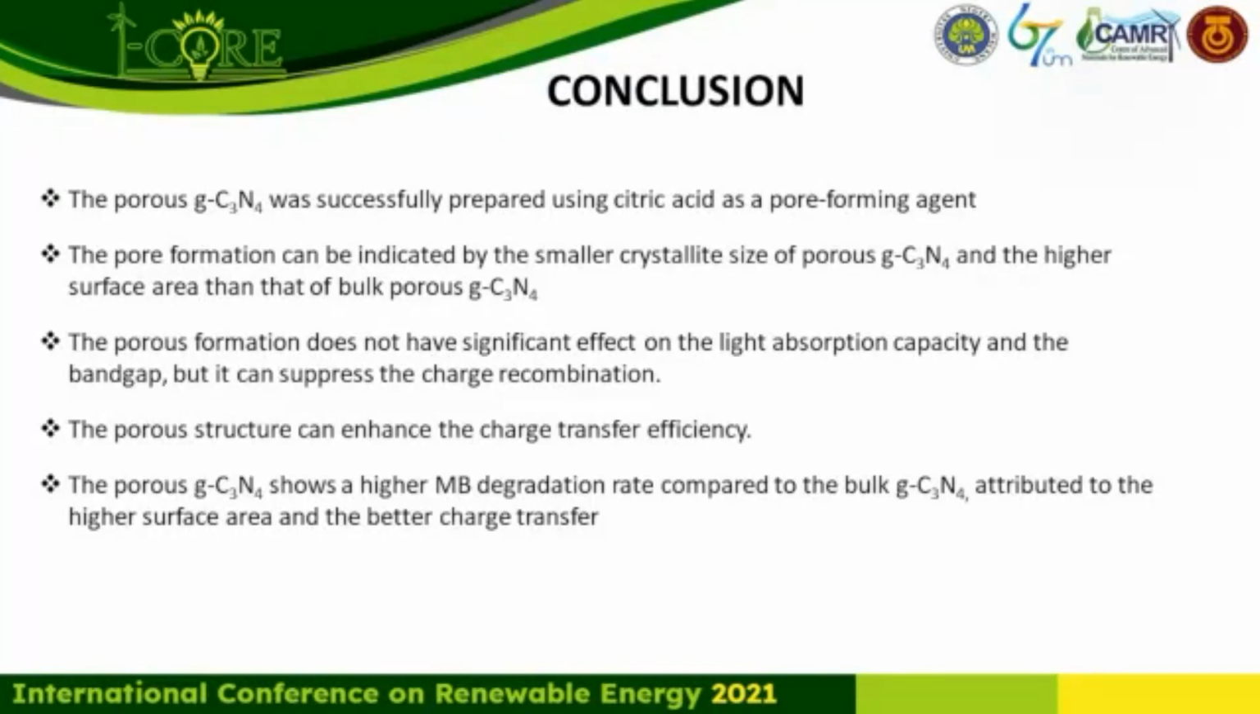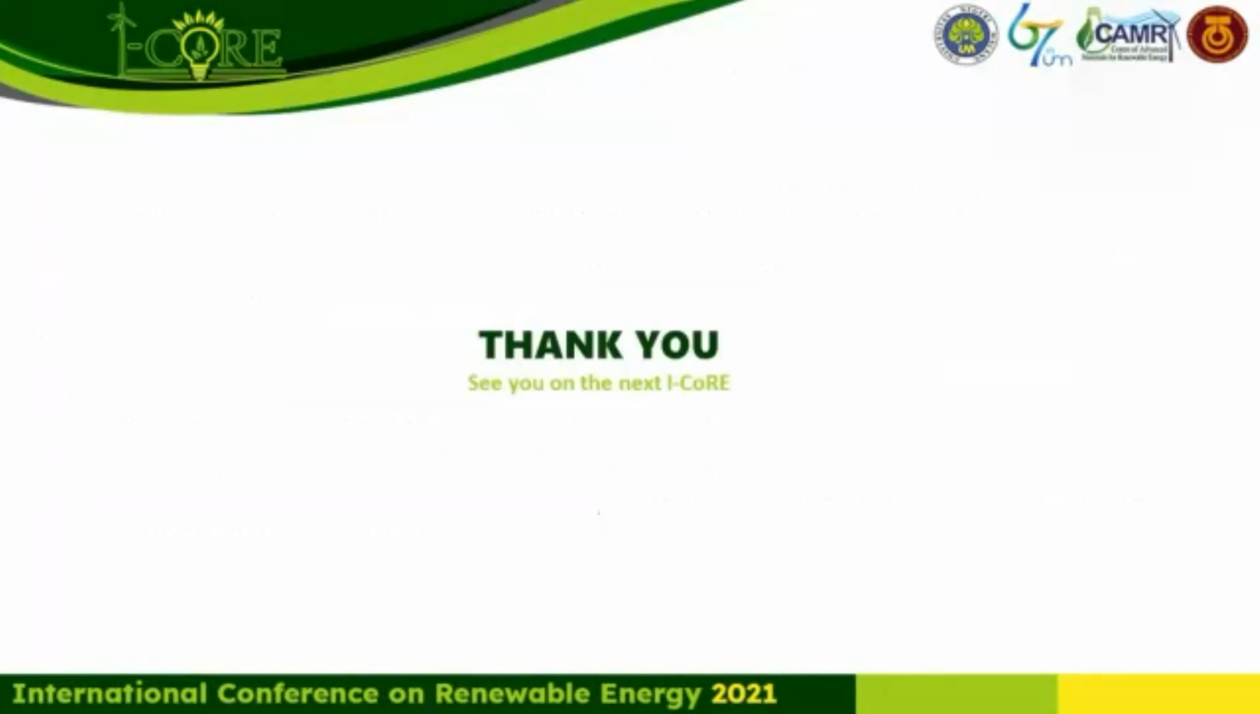4. The porous structure can extend the charge transfer efficiently. 5. The porous graphitic carbon nitride shows a higher methylene blue degradation rate compared to the bulk graphitic carbon nitride, attributed to the higher surface area and the better charge transfer.